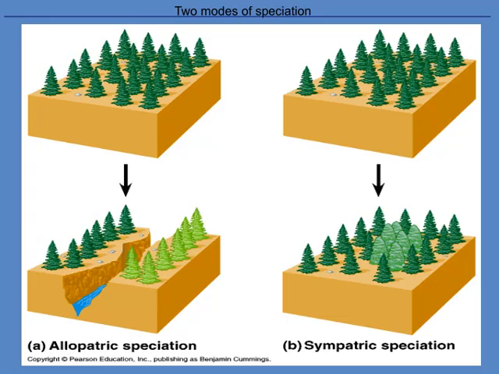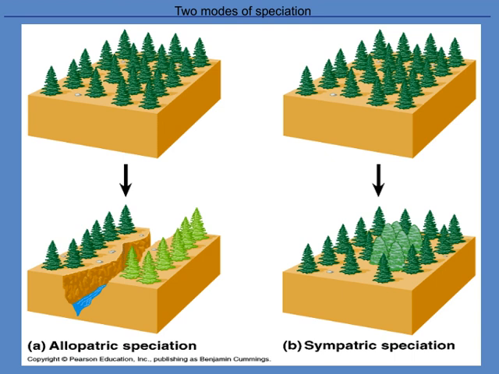Today, we're going to explore two main modes of speciation, which are fundamental to understanding how new species form. First, there's allopatric speciation, which occurs when populations are geographically separated. This separation prevents gene flow between groups, allowing them to diverge over time due to natural selection, genetic drift, and mutation. Essentially, physical barriers like mountains, rivers, or distance play a key role here.